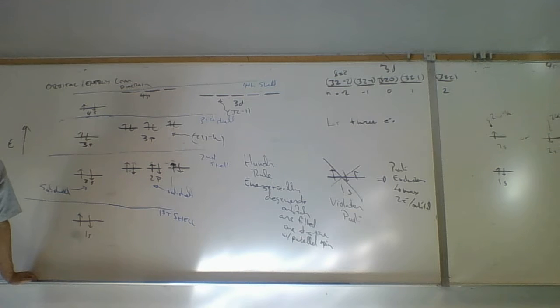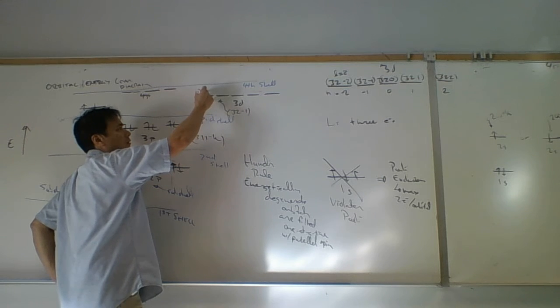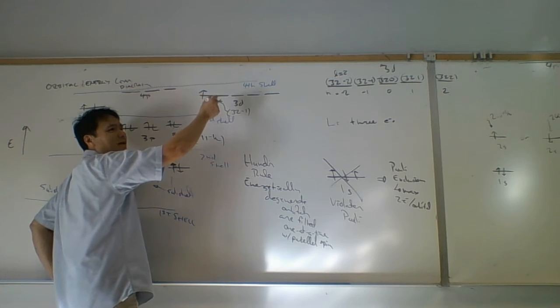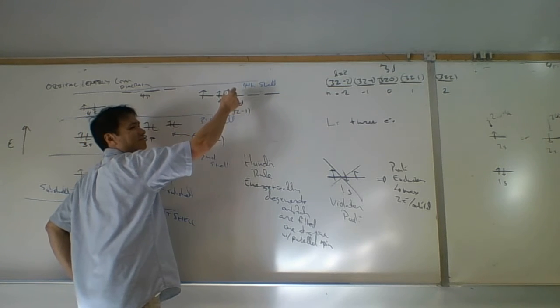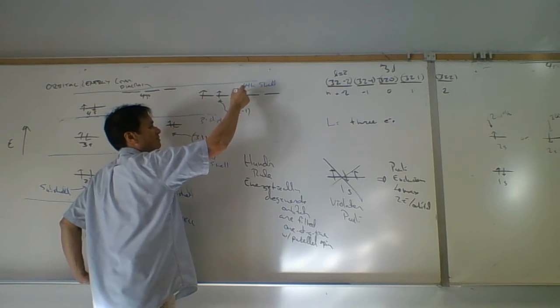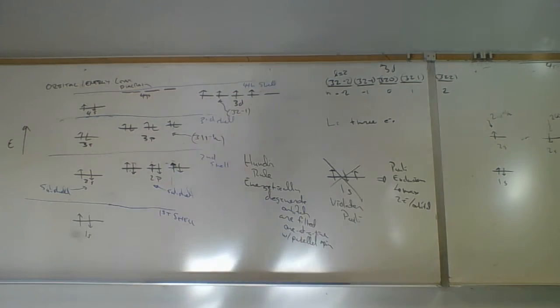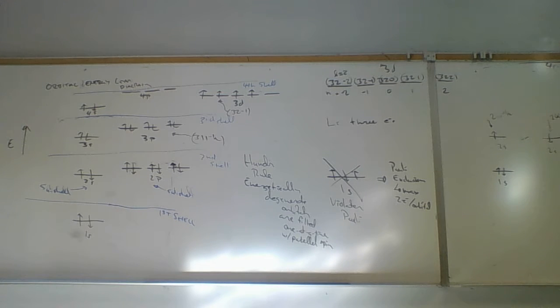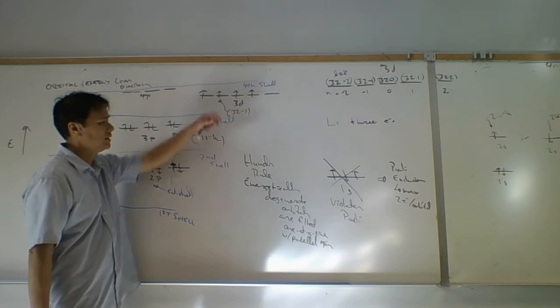Scandium. But scandium's going to start filling the d's here. So this is scandium, and then what's next? Titanium, vanadium, chromium. All right, I'm going to stop here at chromium because something odd happens with chromium. This is what we expect for chromium. We expect 2 electrons in the 4s and 4 electrons in the 3d.